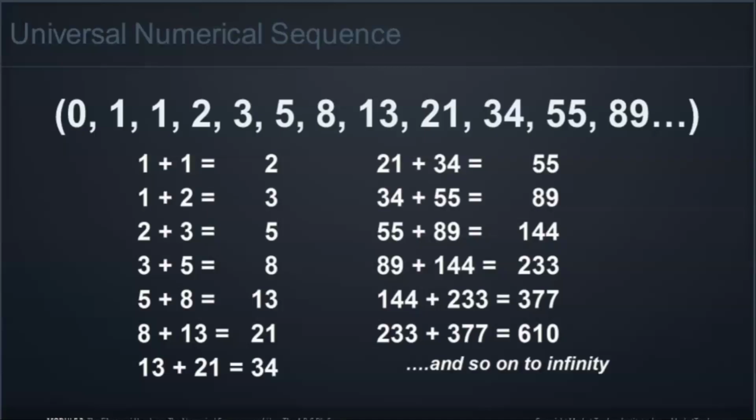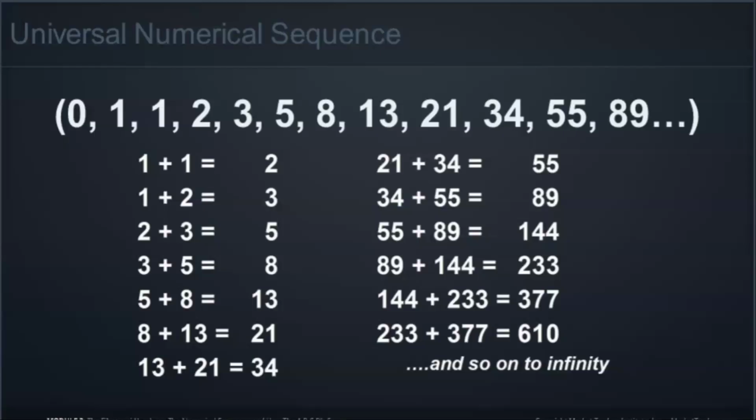Now look at these numbers. It starts from 0. The next number is 1. The next number is 1. The next one is 2. Why is 1 twice? Okay, I'm going to explain to you why you have 1 twice. The reason is that when you add the first number and the second number, you must get the third number.